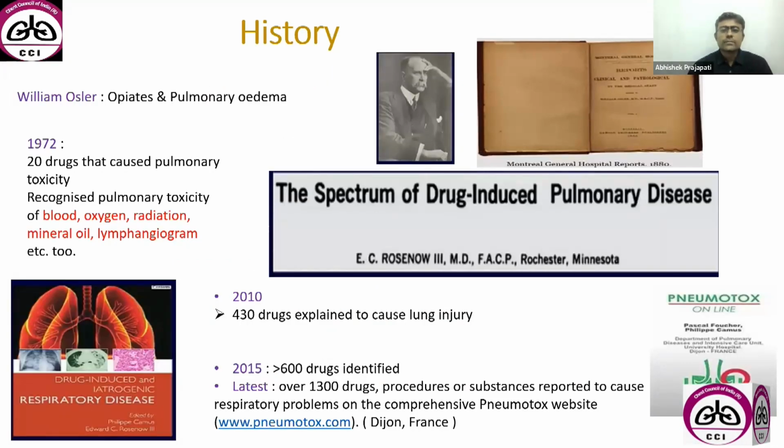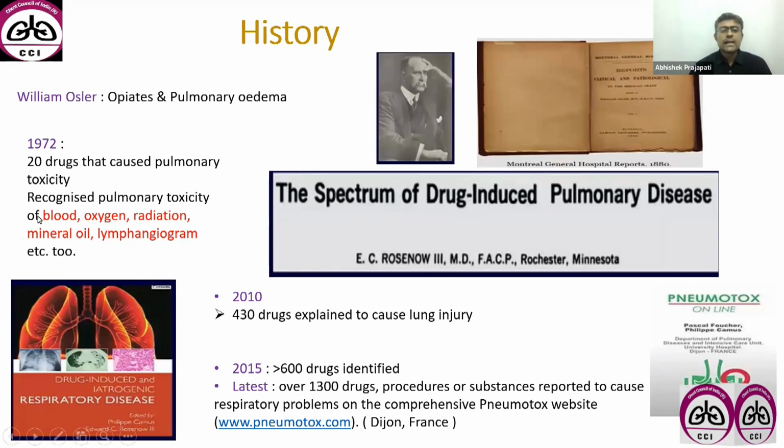If we check the history of this topic, it was first William Osler in 1880 or so. He mentioned in the literature opioid-induced pulmonary edema, and that was the starting of the science of drug-induced lung diseases. Then the world tried to understand that drugs can also cause some lung injury, and we should screen for it. In 1972, Dr. Rosno and colleagues did a lot of work on drug-induced lung injuries. Around 20 drugs they mentioned, which might lead to lung injury.